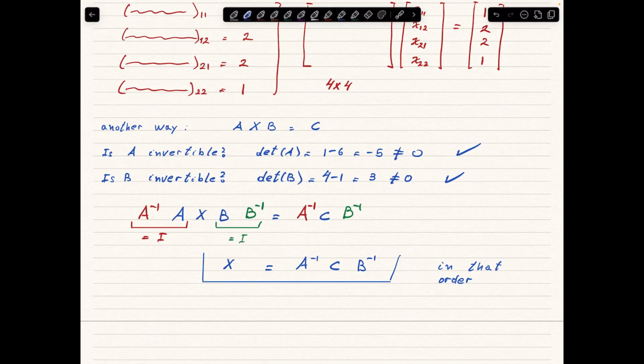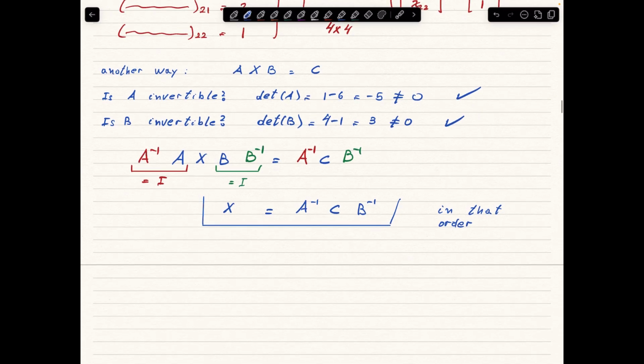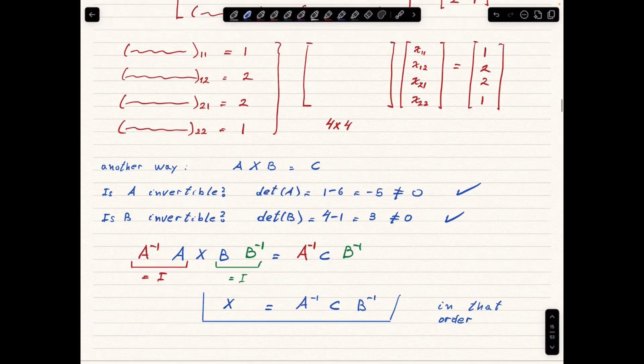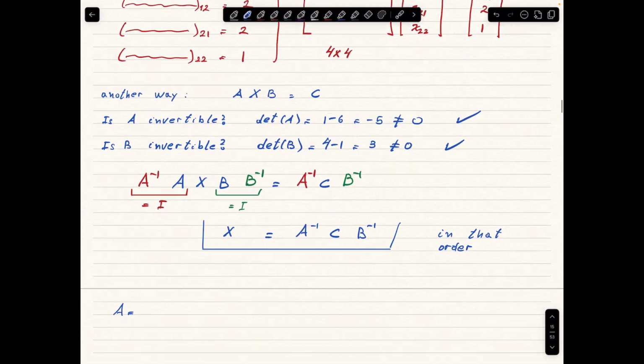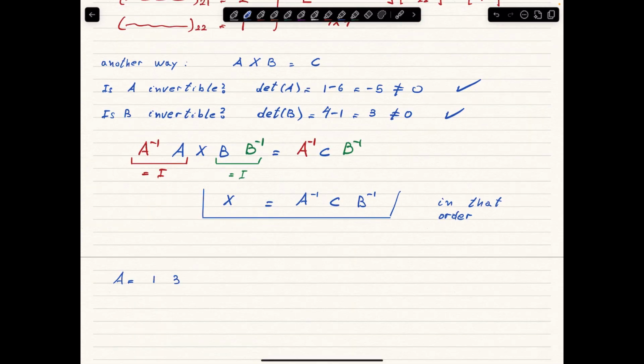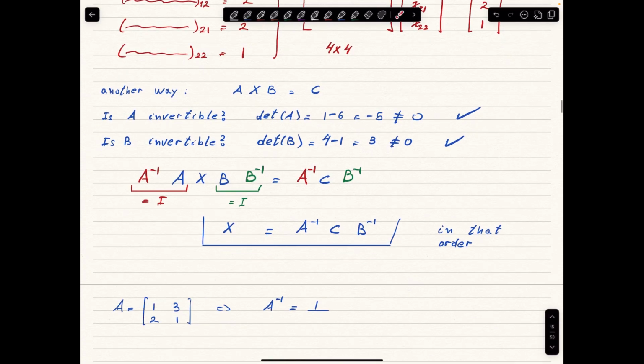So now the only thing we need to do is that product. But first, not the only thing to do. We need to compute the inverse matrix. So we know that matrix A is 1, 3, 2, 1. So that implies that the inverse of A is going to be 1 over the determinant. What was the determinant? We have it right here. It's negative 5.